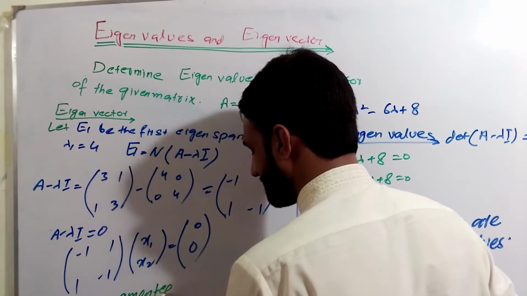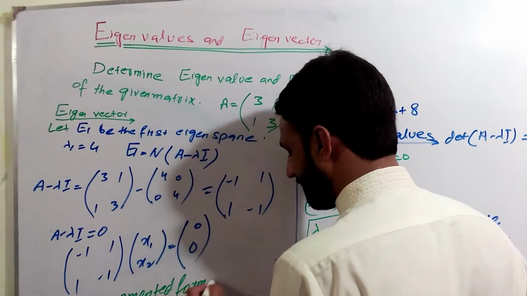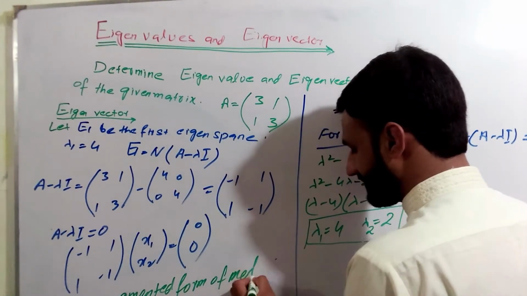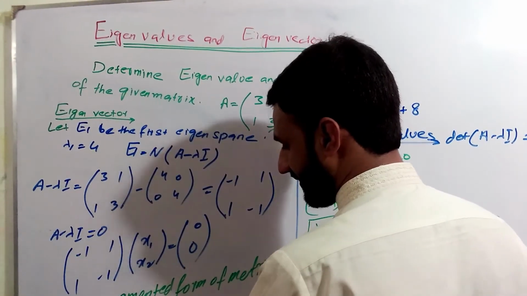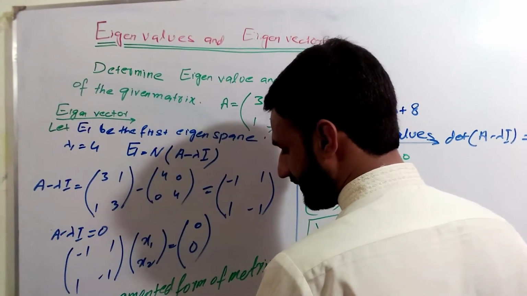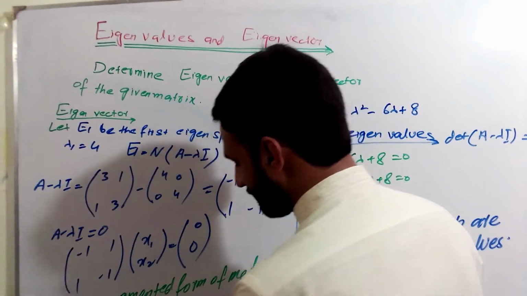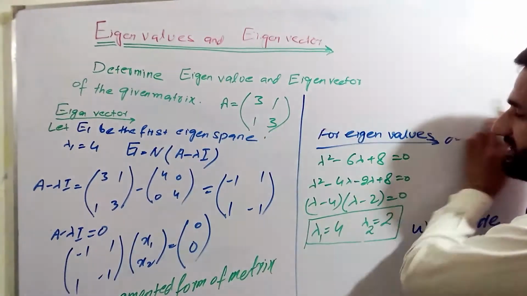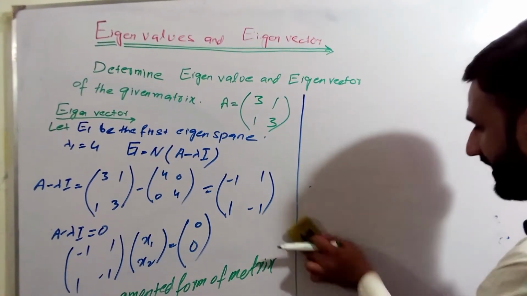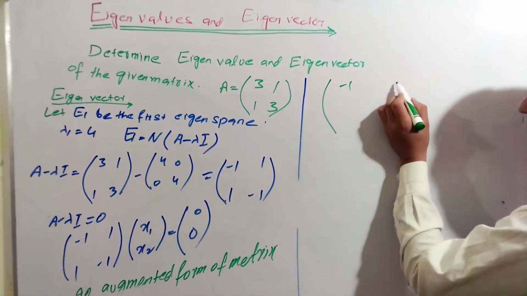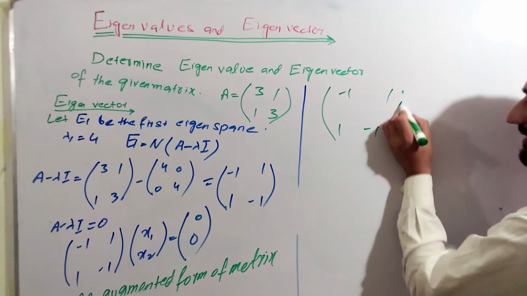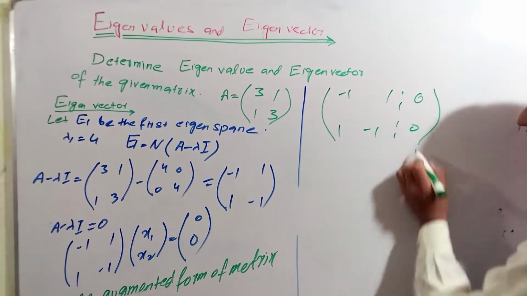So we obtain the matrix here, [-1 1; 1 -1], and if I remove this side, we write it on this side. Right, so we have obtained the augmented form of the matrix, negative 1, 1, 1, negative 1, with 0, 0 like this way.